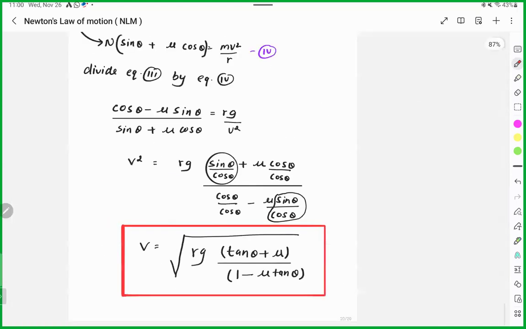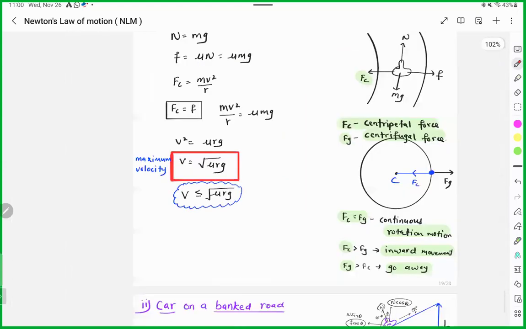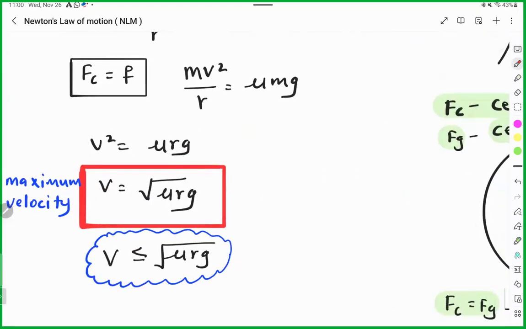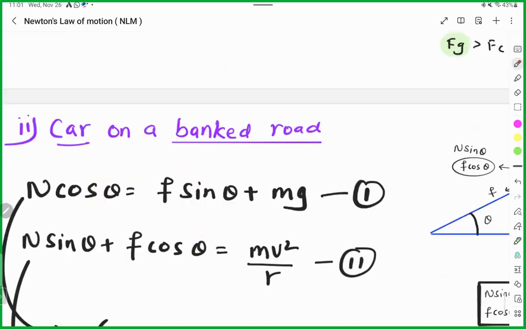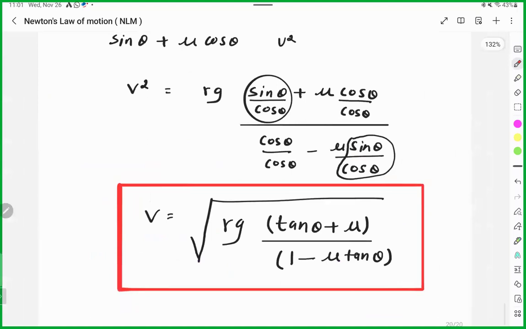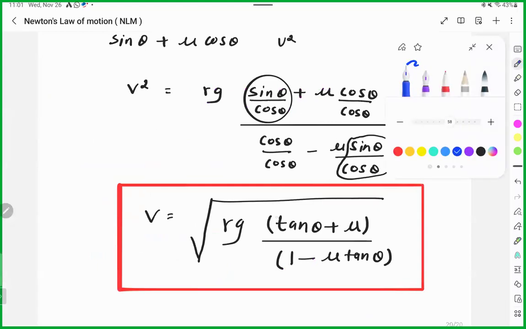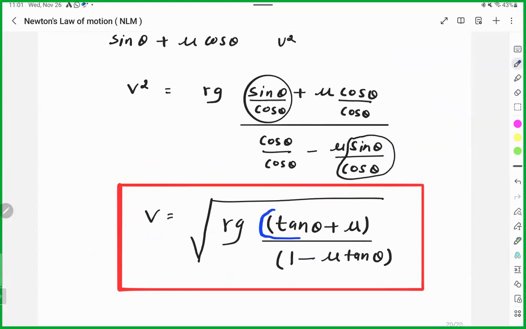Second thing, if you compare, our normal velocity when it was on the level road was under root mu rg, right? It is almost the same, under root rg, and because the road is banked, theta is also involved. So in this situation, mu is added here with the tan theta, and here 1 minus mu tan theta, because we are involving the angle.